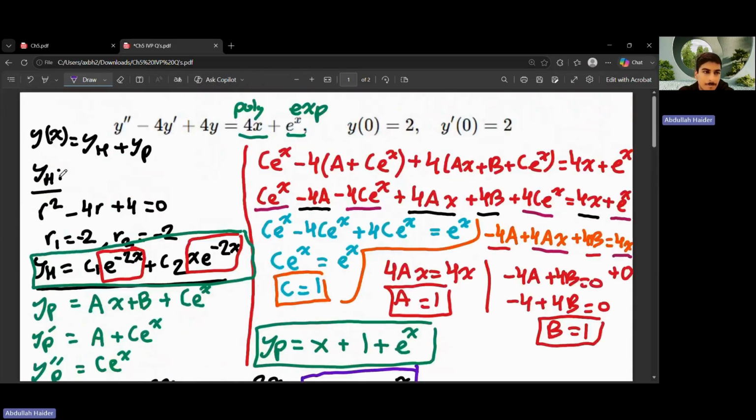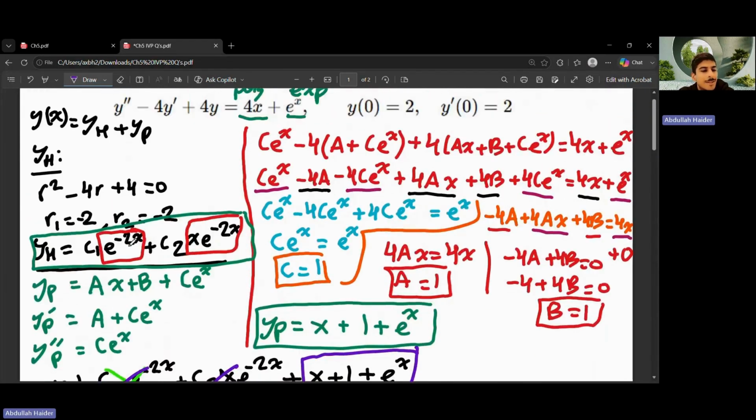So a quick summary, we have to find y of x, which is homogeneous plus particular. You first make the auxiliary equation equal to 0, find the roots, and since this was a repeated root, the answer is repeated real roots. So our homogeneous solution will be C1 e power minus 2x plus C2, multiply this by x because this is repeated, then e power minus 2x.